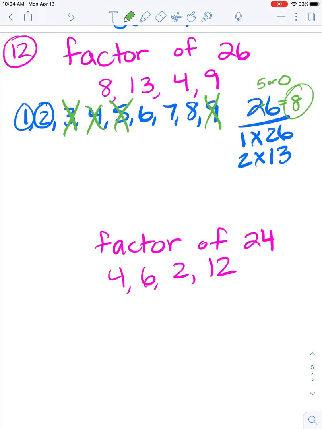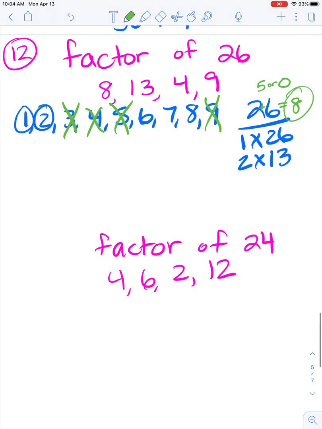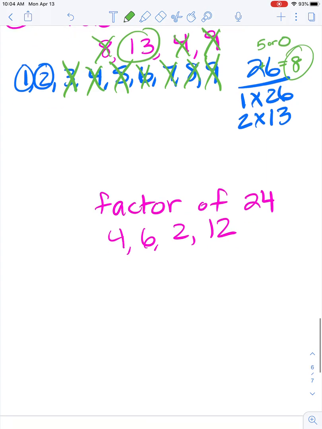Okay, let's do 6s. 6, 12, 18, 24, 30, 36. Oh, no. How about 7? 7, 14, 21, 28. Nope. How about 8s? 8, 16, 24. Nope. So my only ones, looking up here, I have 1, 26, 2, and 13. 8 didn't go in, 13 did, 4 didn't go in, and 9 didn't.